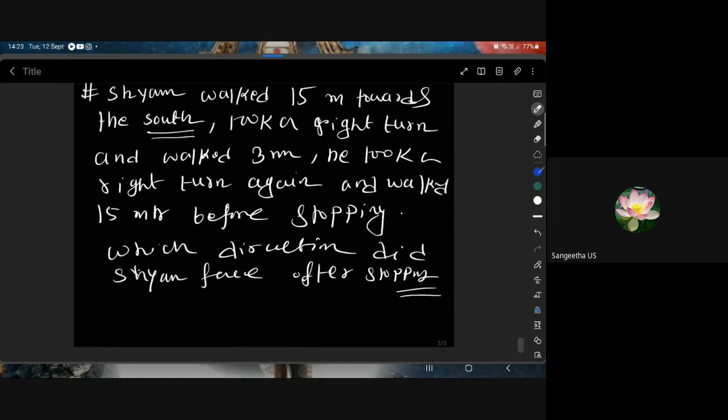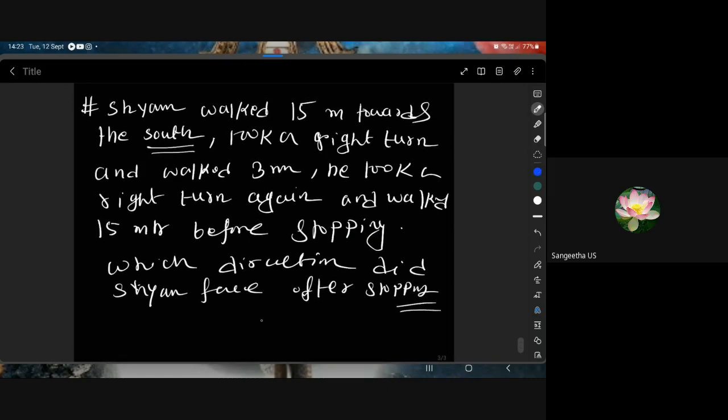Yeah, north. Okay, so I've understood the question. He had walked 15 meters towards the south, like this. This is the starting point. Then he took a right turn, right turn means this side, and walked 3 kilometers. Then he took a right turn again and walked 15 meters. So like this, this is the final position. He's facing towards the north. The previous question was in which direction he is from the starting point; this is the simple question. Understood? So we'll move to the next question.